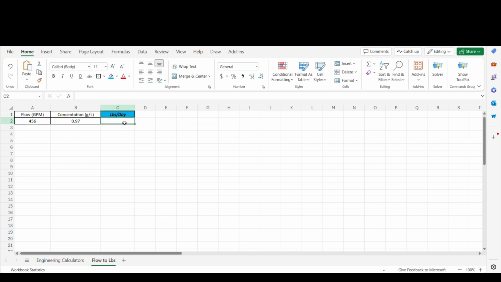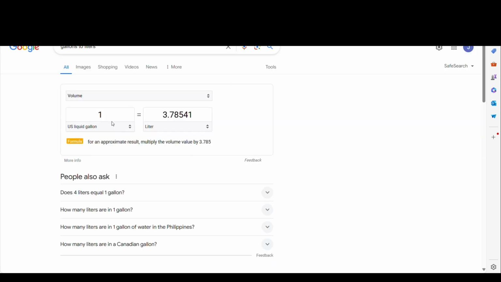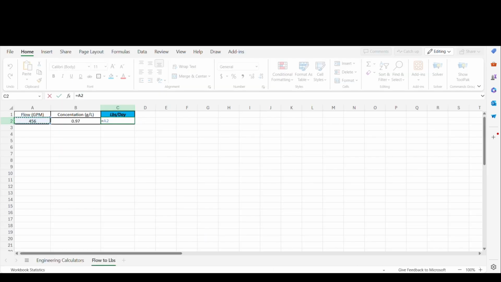But nevertheless, what you're going to do here is go from gallons per minute to pounds per day using that grade or that concentration. So you'll do gallons per minute. The first thing I would do is go into liters per minute. So you'll do gallons to liters. 1 gallon is 3.78541 liters.